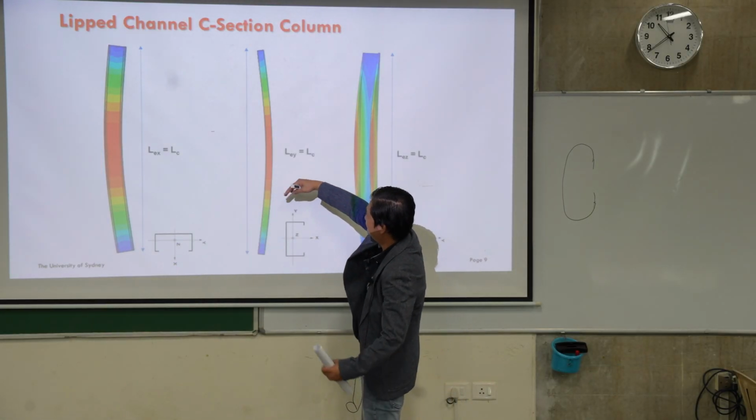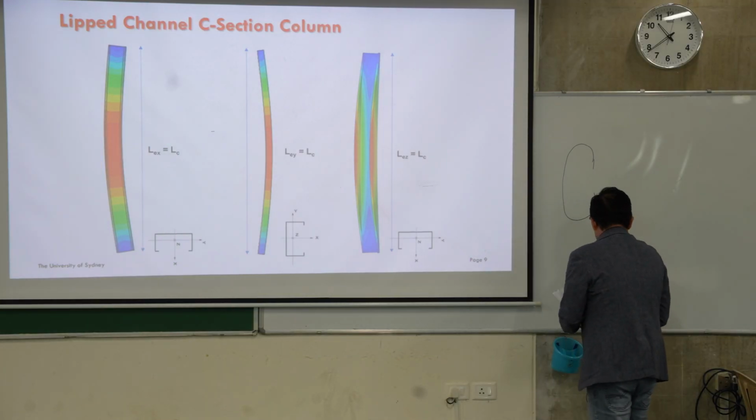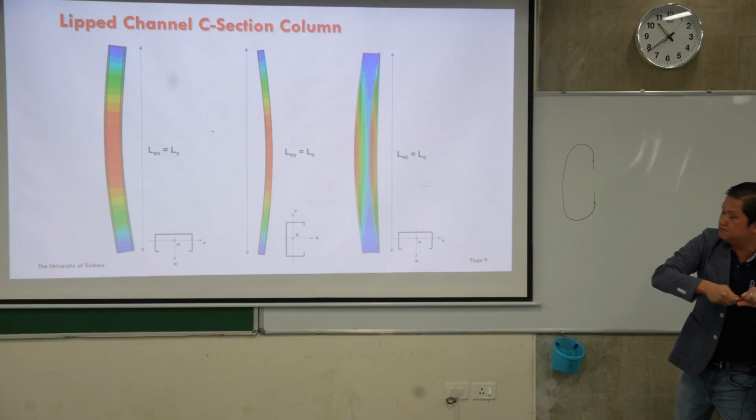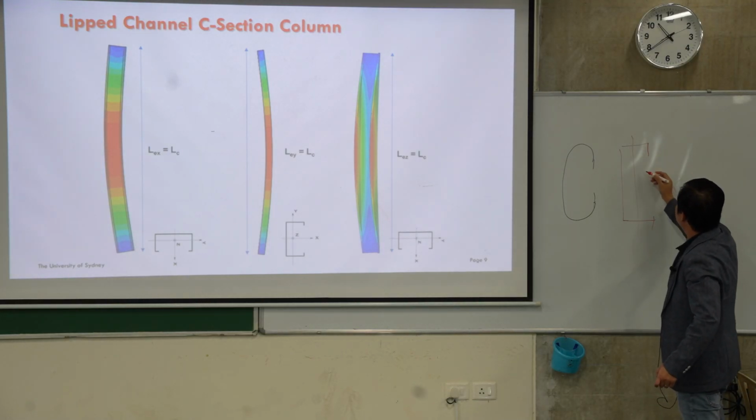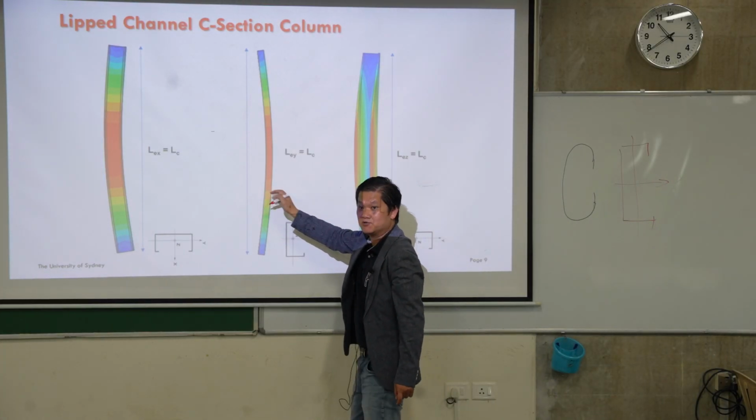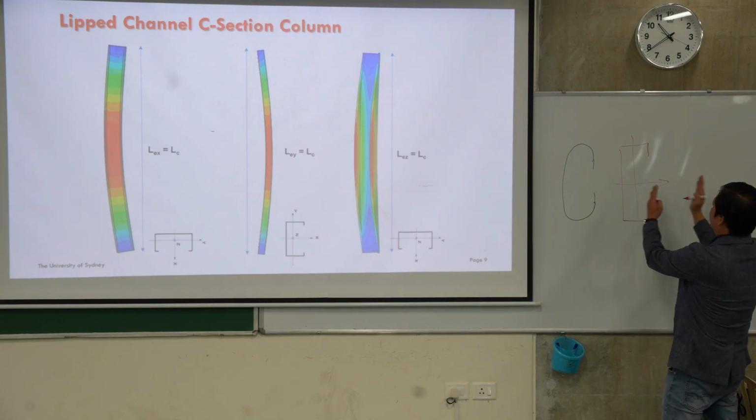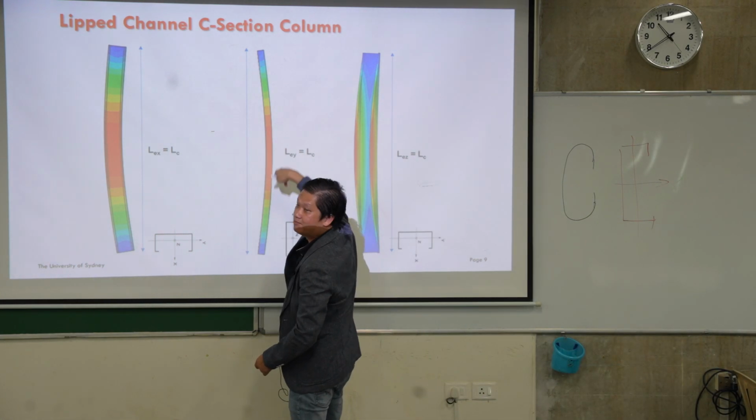LY is buckling in the weak axis, so it is actually moving this way. You see the flange here, a small flange, so it just buckles this way. If I make a cross section in the middle, it buckles this way, halfway along the line.